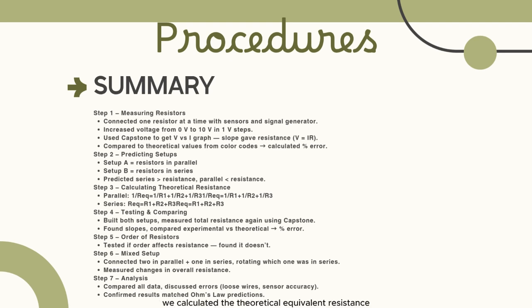So step 3, we calculated the theoretical equivalent resistance for both configurations using the following equations. So we used the parallel and then the series. And these theoretical results were recorded in our table shown in the data section, which is later. And moving on to step 4, we then built the two circuits, first in parallel, then in series, and repeated the measurement process using the Capstone software again.